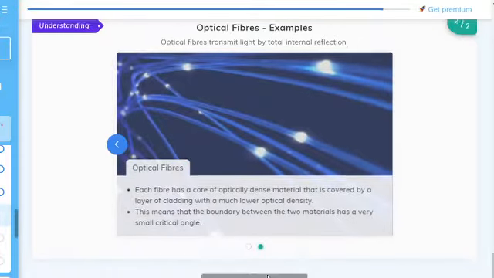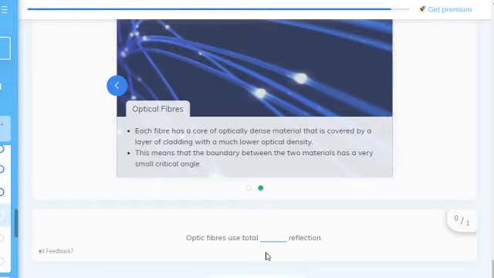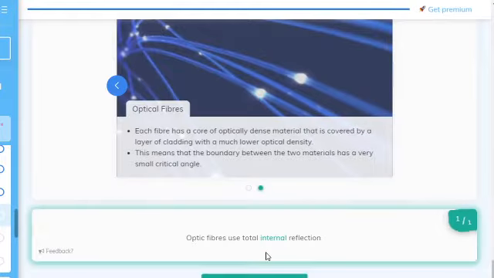This we have literally just done. Optical fibre uses total internal reflection. Perfect. Done. Peace.